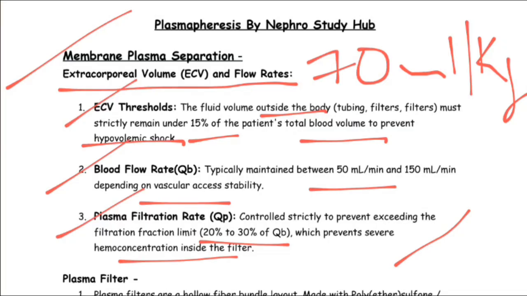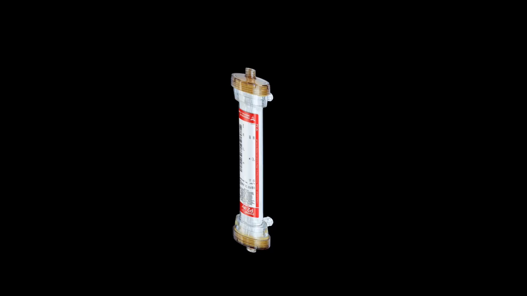If we remove more than that volume, then the concentration in the filter is going to be very high, and that can start clotting in the hemofilter. So in this photo we can see a filter. Here the blood enters the filter, and from there the blood comes out, and the plasma is separated through the membrane and comes outside from this port.